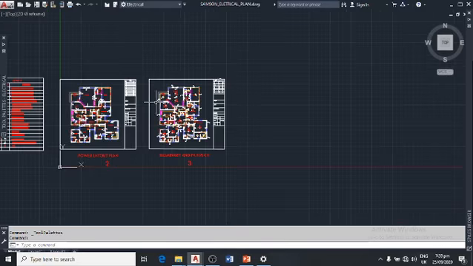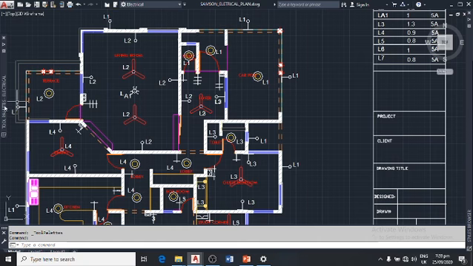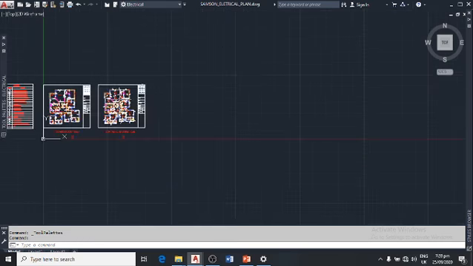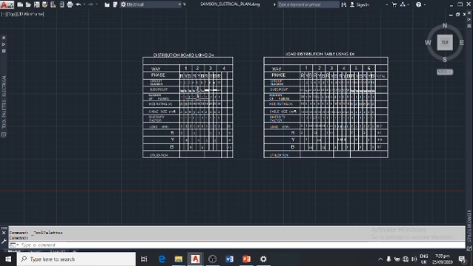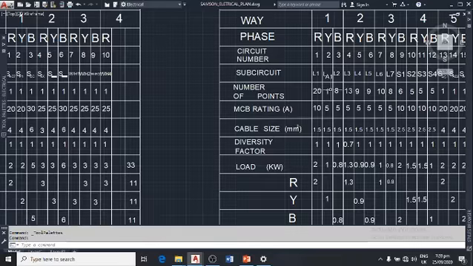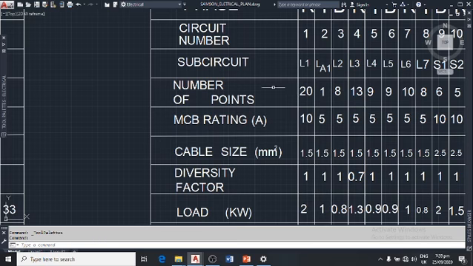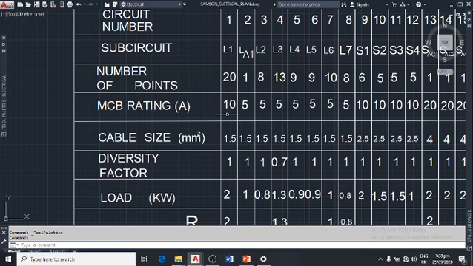You go to L1 and check. Like we have here L1, you have L1, you have here L1, you have L1 and separated all through the round of the building. So you can see the number of points on the L1, we call it number of points L1. We call it 20 points across the building. So 20 points has a total MCB rating of 10 ampere.